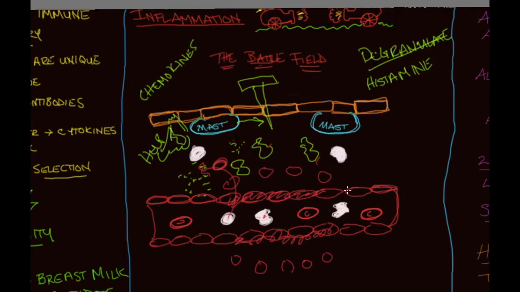So as the neutrophils start devouring the pathogens, these neutrophils will die, and they kind of gather up, and they'll end up becoming pus. So next time you see pus, you'll know it's dead neutrophils.